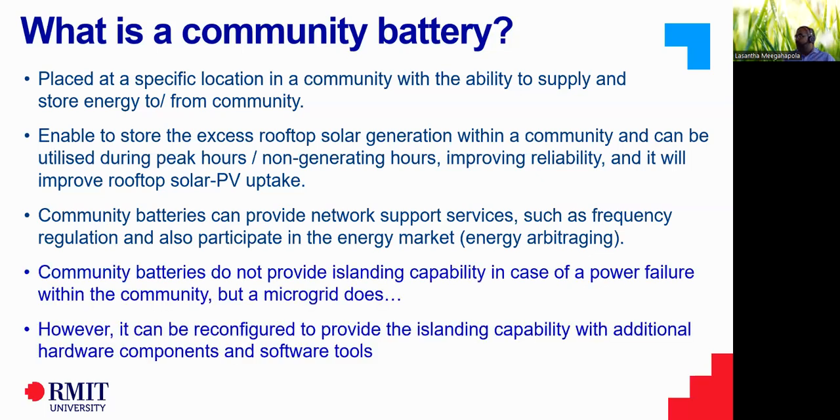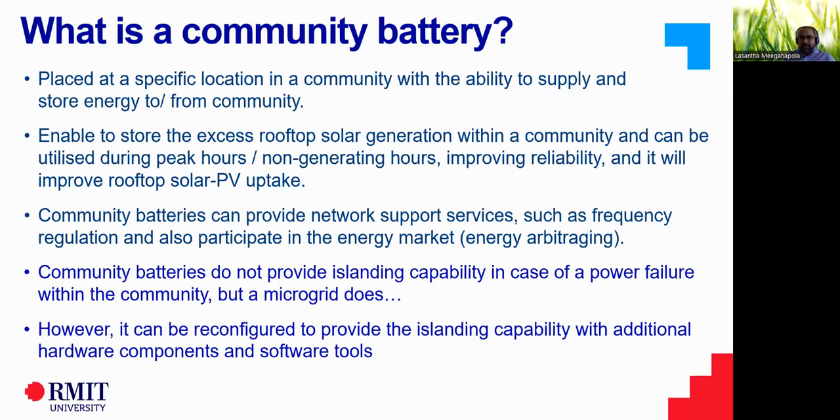But the main difference, again, I want to highlight, is that it cannot be islanded. Having a community battery means that when you lose the grid supply, you also lose the community battery operation as well, because to operate a community battery, you need to have the grid.